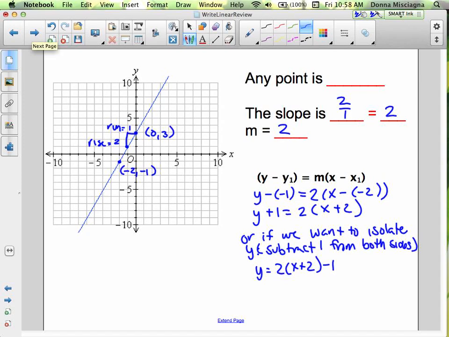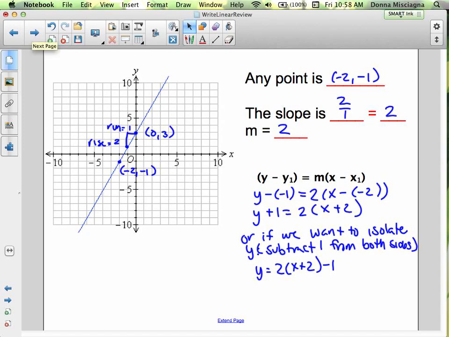If we chose that 0, 3, we'd have y minus 3 equals 2 times x minus 0. Right? We could simplify the 0 if we wanted. Actually, if we simplify the 0 and add 3 to both sides, we have it in slope-intercept form. Right? So I kind of like the one we've done. We'll just keep that one. Oh, I never wrote down what point we were using. So the point I chose, since I'm doing the choosing here, was negative 2, negative 1.